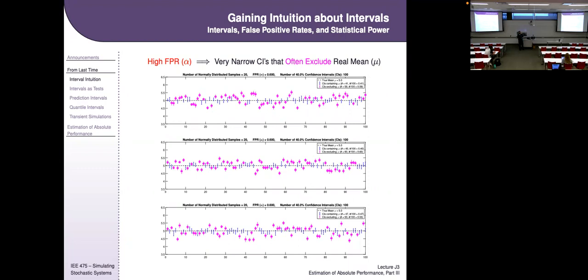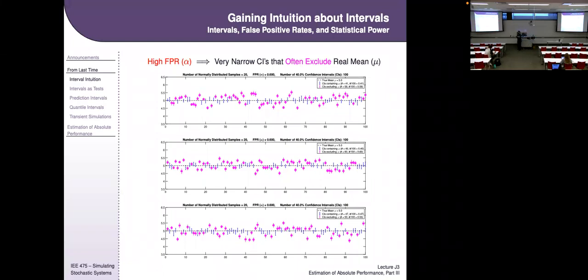And it's the same trade-off we see between type 1 error and statistical power in that ROC curve. As you increase alpha, you do make things more sensitive. So you make these confidence intervals narrower. But the downside is they're less likely to actually include the true mean. So that's what happens.